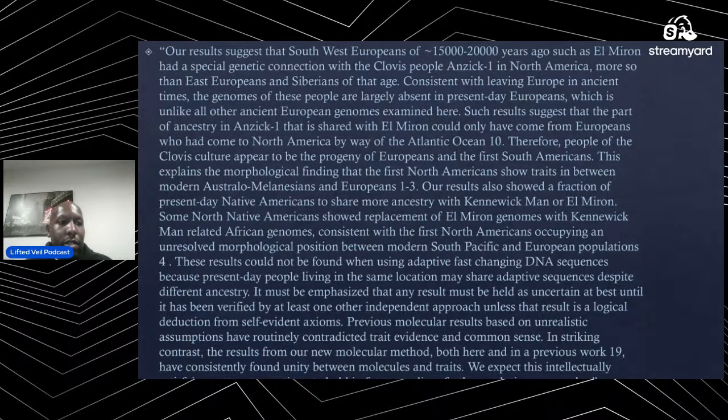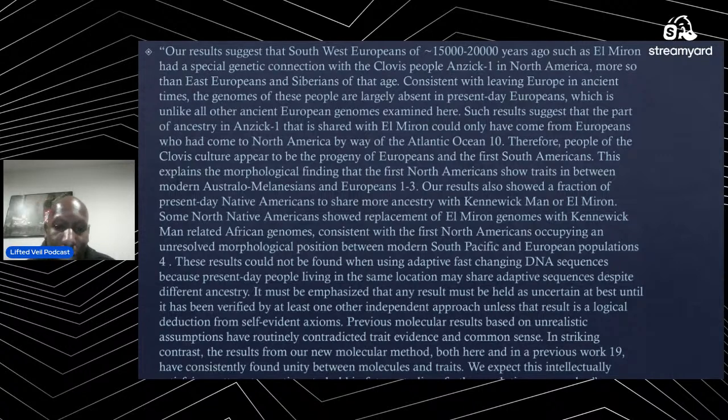Some North Native Americans showed replacement of El Moran genomes with Kennewick man-related African genomes, consistent with the first North Americans occupying an unresolved morphological position between minor South Pacific and European populations. These results could not be found when using adaptive fast-changing DNA sequences because present-day people living in the same location may share adaptive sequences despite different ancestry.